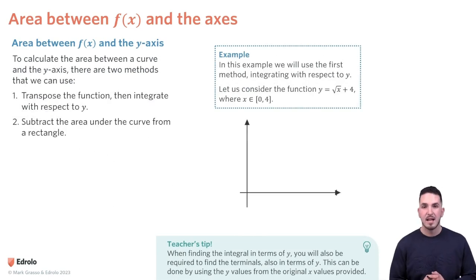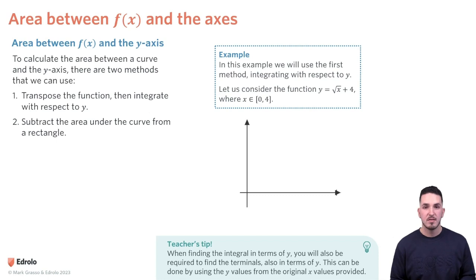So, area between f of x and the y-axis. To calculate the area between a curve and the y-axis, there are two methods that we can use. First, we can transpose the function and then integrate with respect to y. That's the important part. You have to integrate with respect to y rather than x. Or you could subtract the area under the curve from a rectangle. So we'll go through both methods. In this example, we'll use the first method, integrating with respect to y.